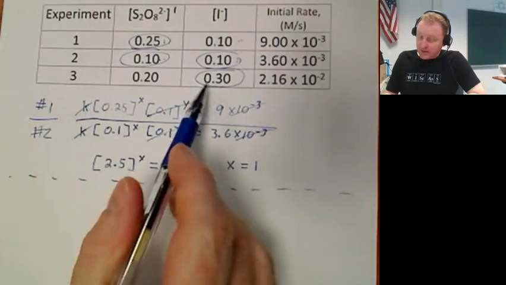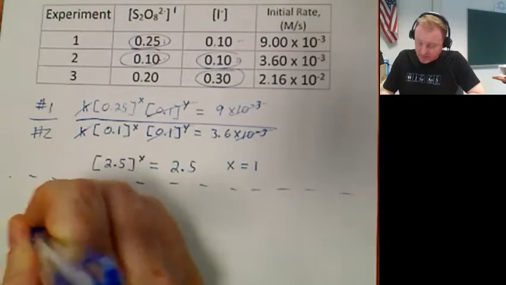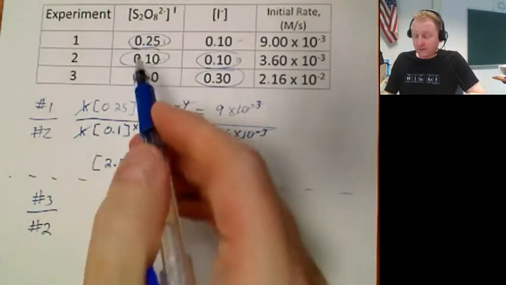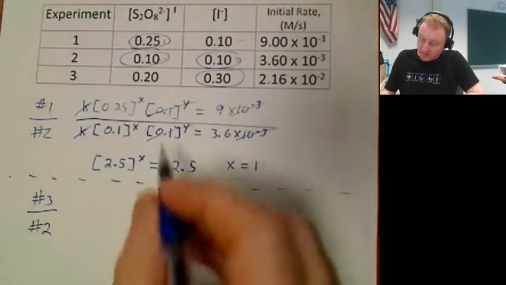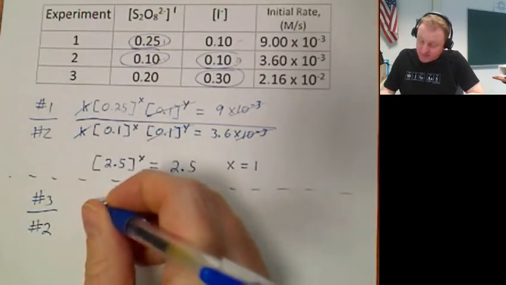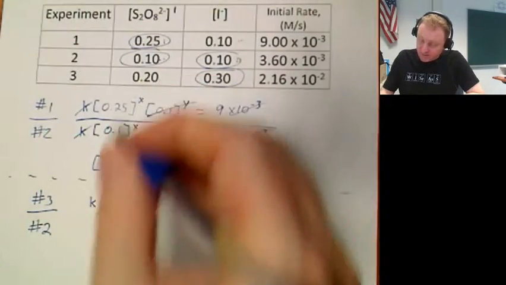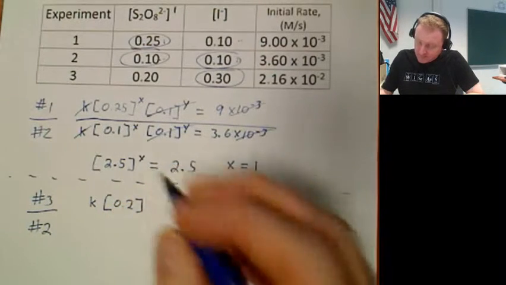So 3 is larger, so I'm going to put 3 on top. So I'm going to put experiment 3 over experiment 2. And again, you could also do experiment 3 over experiment 1 because they're both changing. It doesn't seem to make a difference, but I'm going to do over 1. So experiment 3 is K times the concentration of the first reactant, to the X power.